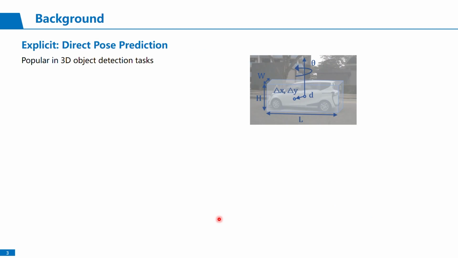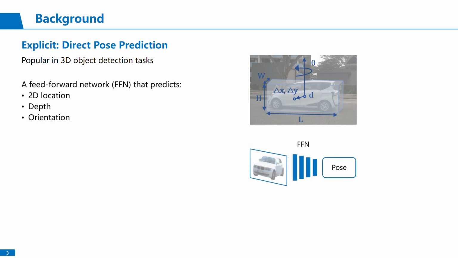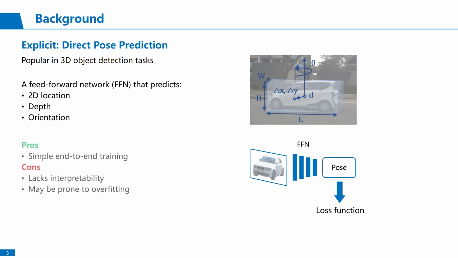To solve this problem, a major category of methods is direct pose prediction, or the explicit method, which is very popular in 3D object detection. Typically, we build a feed-forward network that predicts the 2D location, the depth, and the orientation of the object. So with annotated training data, a loss function can be designed to directly supervise the object pose. This method benefits a lot from a simple end-to-end training pipeline, but the problem is it lacks interpretability and may be prone to overfitting.